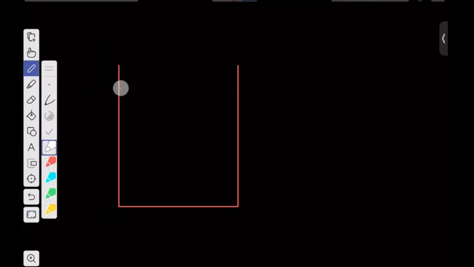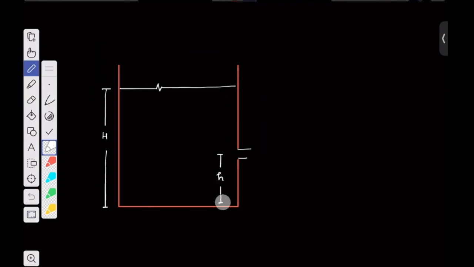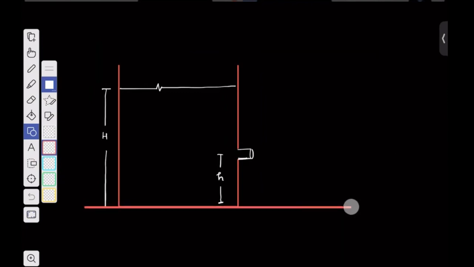Suppose it is given that the water is filled up to height, which is suppose capital H, and we are going to make an opening at a height, suppose small h. And it is told that the area of the cross section of the opening is very small as compared to the area of the tank. So in that case, we can consider the speed of efflux to be just root 2gh. And this container is kept on a horizontal surface.